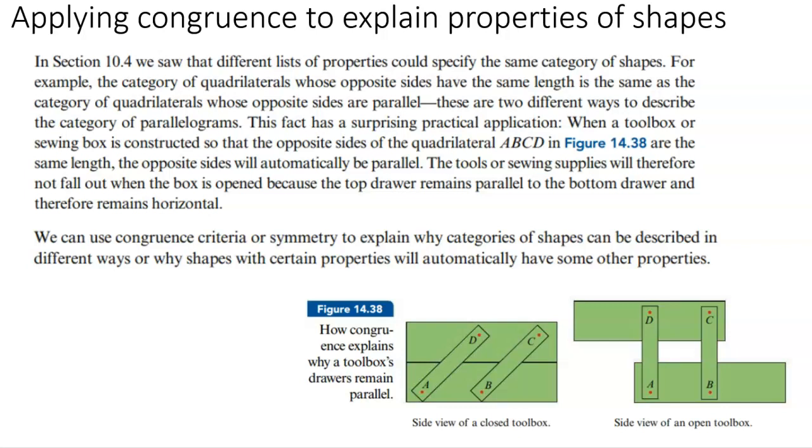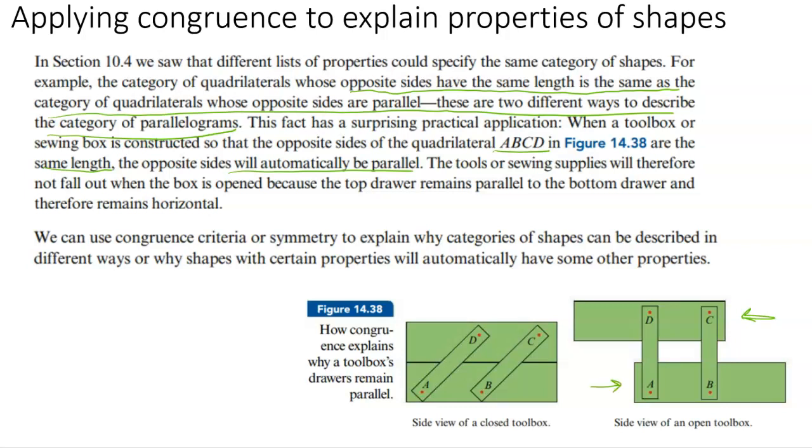Now let's talk about other shapes, specifically quadrilaterals. We saw that different lists of properties could specify the same category of shape. So the category of quadrilaterals whose opposite sides have the same length is the same as the category of quadrilaterals whose opposite sides are parallel. These are two different ways to describe parallelograms. When a toolbox or sewing box is constructed so that the opposite sides of the quadrilateral ABCD are the same length, the opposite sides will automatically become parallel. The tools of a sewing supply will therefore not fall out when the box is open, because the top drawer remains parallel to the bottom drawer.